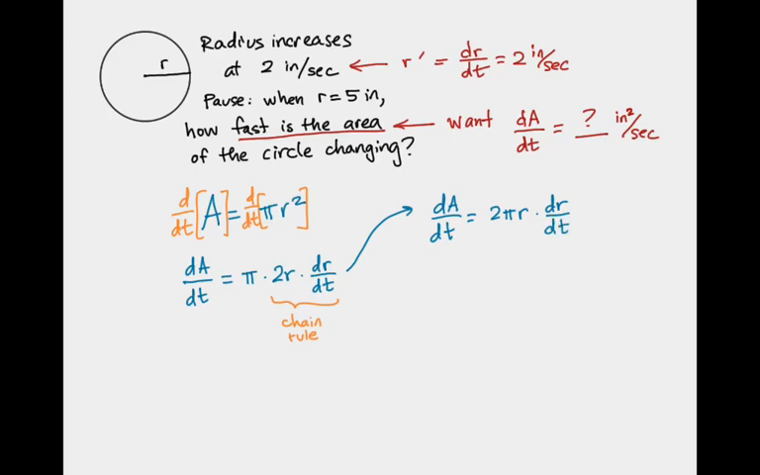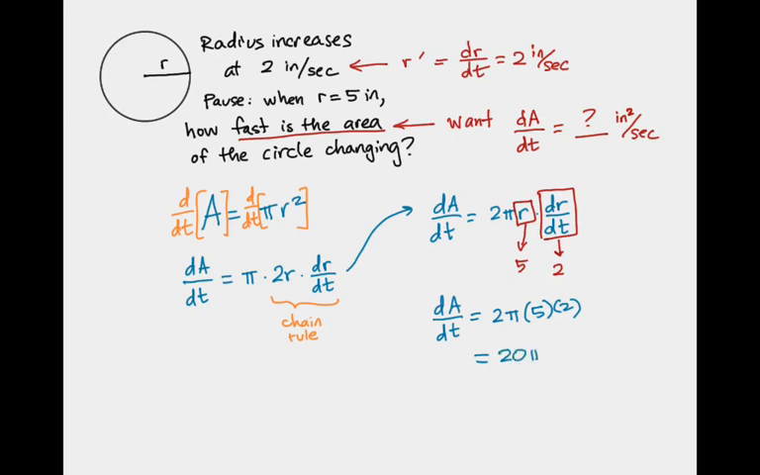Let's think about this. The dA/dt is what we want over on the left. They told us at the beginning of the problem that dr/dt is a constant 2 inches per second. We also said we're going to ask this question if we pause it exactly when r is equal to 5 inches. That gives us everything we need to plug in. So dA/dt is equal to 2 pi, the radius is 5, the rate of change of the radius is 2. So 2 times 5 times 2 is 20.